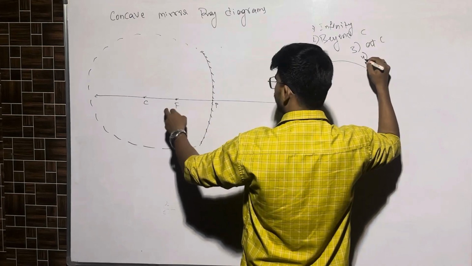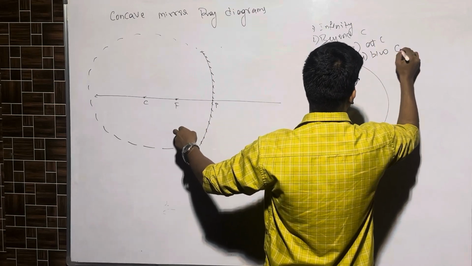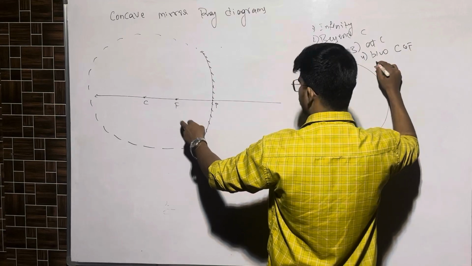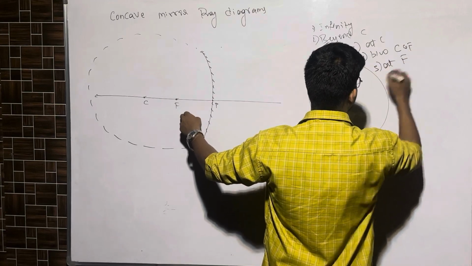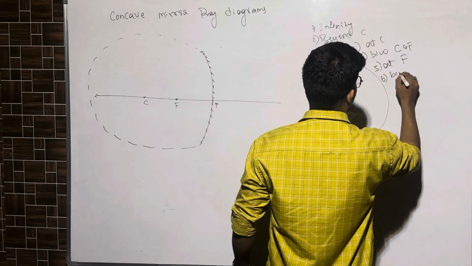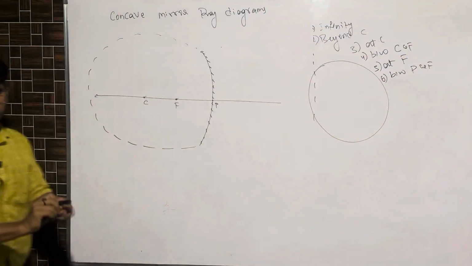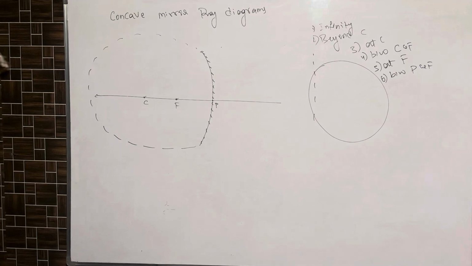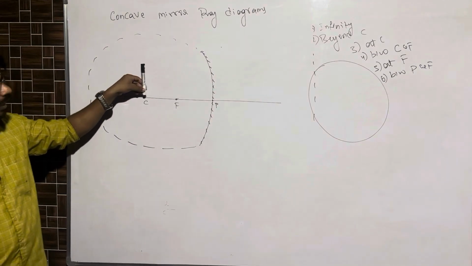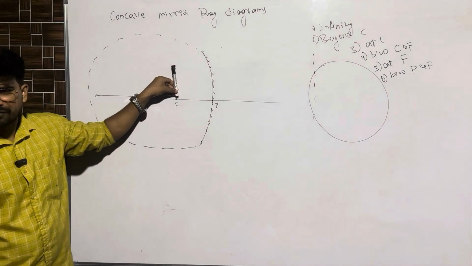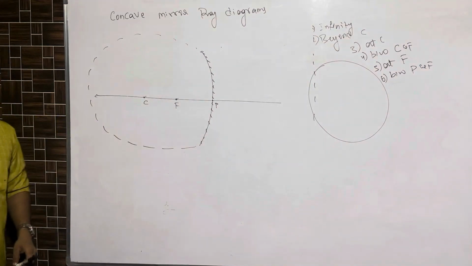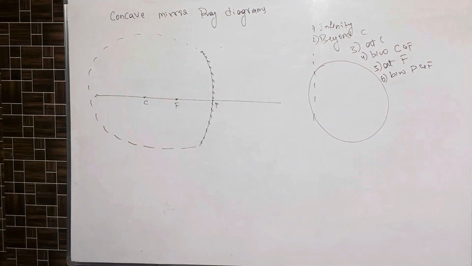Fourth position? Between C and F. Fifth position? At F. Sixth position? Between P and F. Remember the six positions: infinity, beyond C, at C, between C and F, at F, between F and P. At each of these six positions we'll place the object and see what type of image is formed.